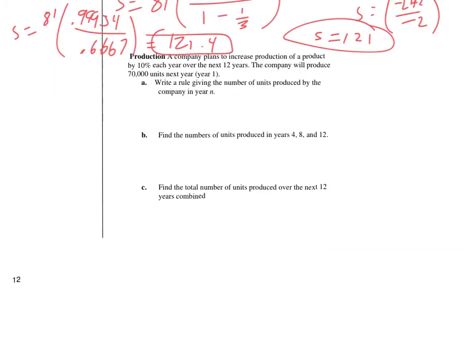Okay, next up here it says a company plans to increase production of a product by 10% each year over the next 12 years. The company will produce 70,000 units next year, which we're going to call year 1. So I know a sub 1 is 70,000.